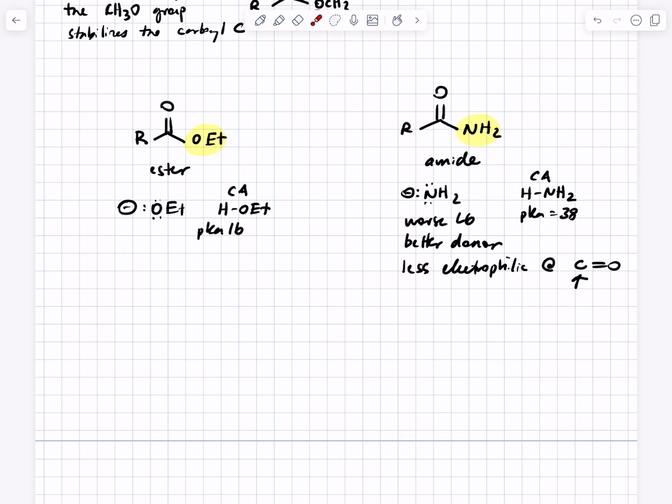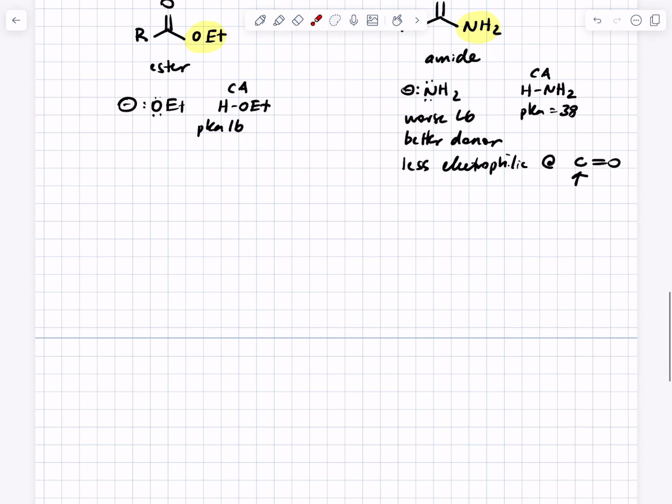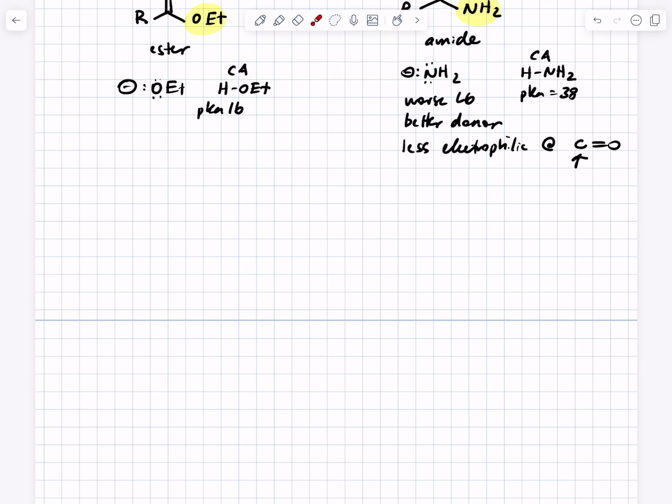Let's do another one, perhaps less familiar. Let's do ester versus thioester. What is a thioester? A thioester is the version of ester where the oxygen from the OR group is a sulfur instead of an oxygen. Sulfur's from the same column of the periodic table as oxygen, one row down.